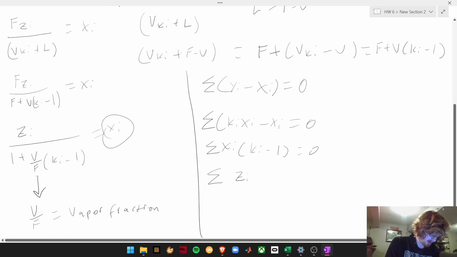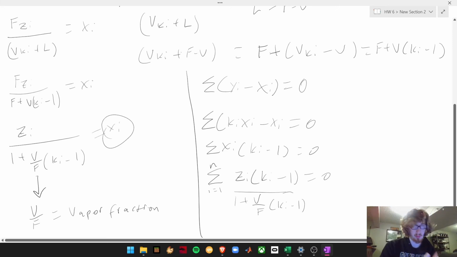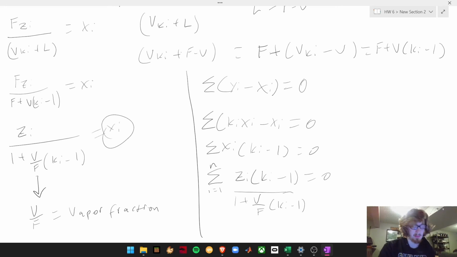And we'll end up with Zi times Ki minus 1, and I'm just writing the equals 0 now to get it out of the way, over 1 plus V over F, or the vapor fraction, times Ki minus 1, is going to be equal to 0. And actually a more accurate way to write this would be with the sum from i equals 1 to n. So by solving the system of equations that this will produce, we can solve for any of the fractions in terms of vapor phase or liquid phase for any of the components in the mixture.